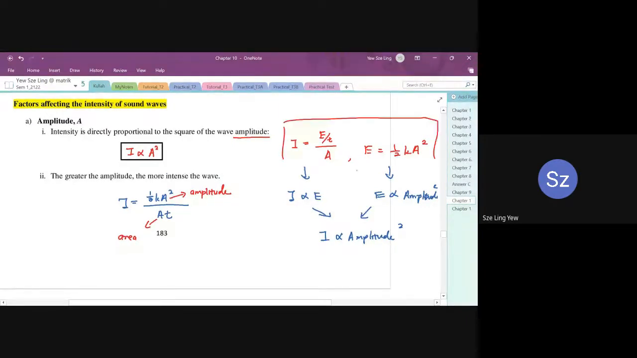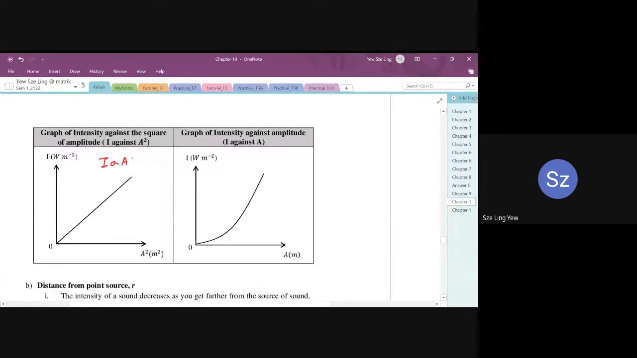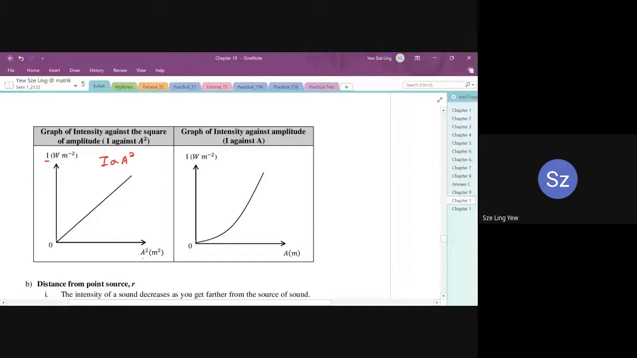We combine these two equations. So the greater the amplitude, the more intense the wave; the intensity is higher. Based on the equations above, this is the graph that we have. Because I is directly proportional to A square, when you sketch a graph of I against A square, you obtain a straight line. But when you sketch a graph of I against just A, you obtain a curved graph. So this is all based on the relationship: I is directly proportional to A square.